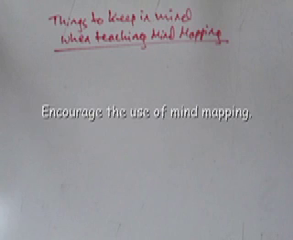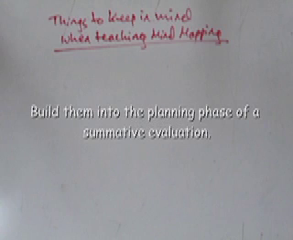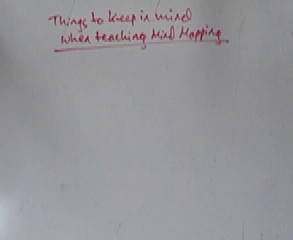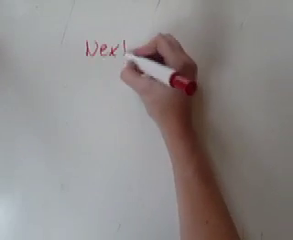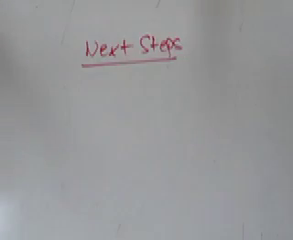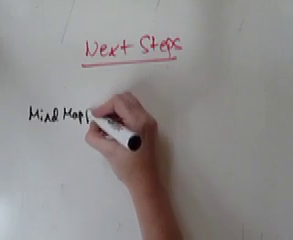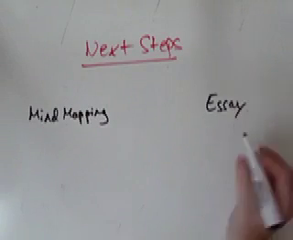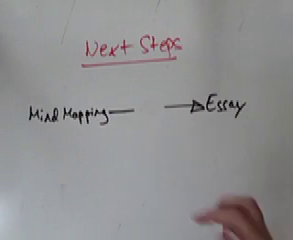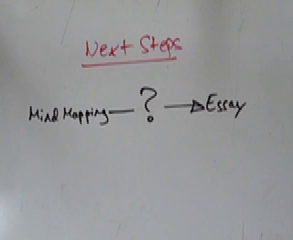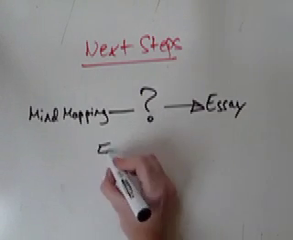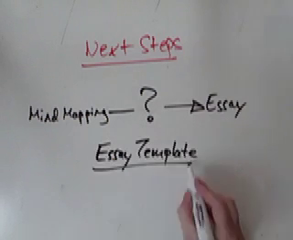You may want to consider encouraging the use of such strategies by incorporating them into the planning phase of a summative evaluation. Within the Ontario secondary curriculum, this can be evaluated within the Thinking and Inquiry section of the Achievement Chart. By using the mind mapping strategy, students will be able to visually organize their ideas for writing. It is important to follow up this strategy by modeling exactly how to turn the mind map into an essay outline. For this, you might consider using an essay template, which we will explore in our next video.